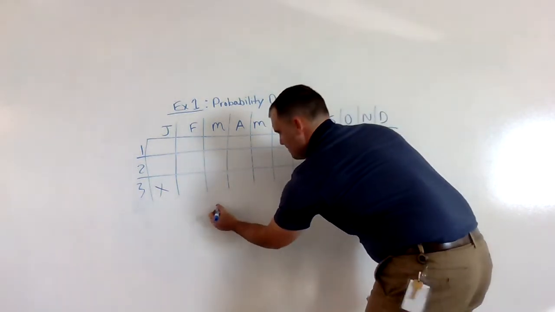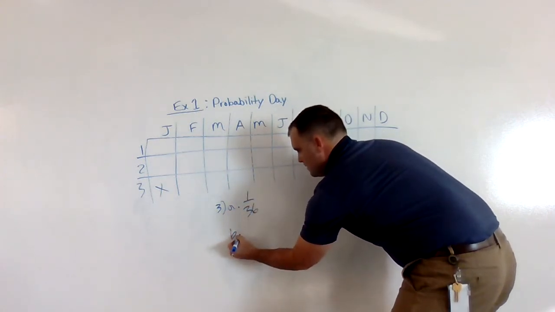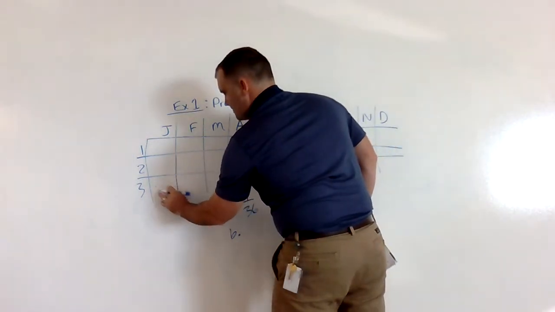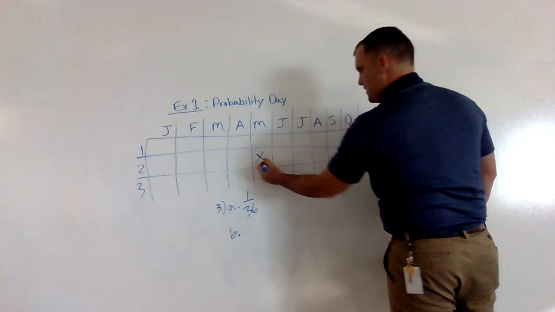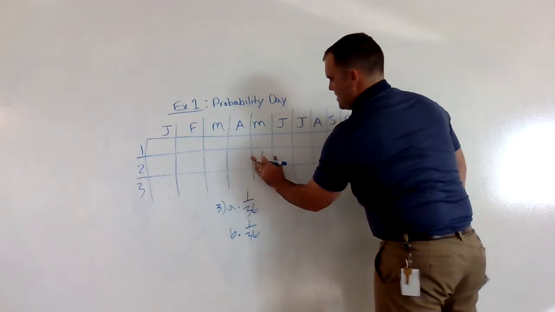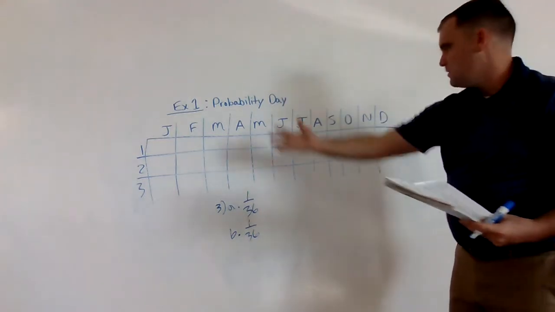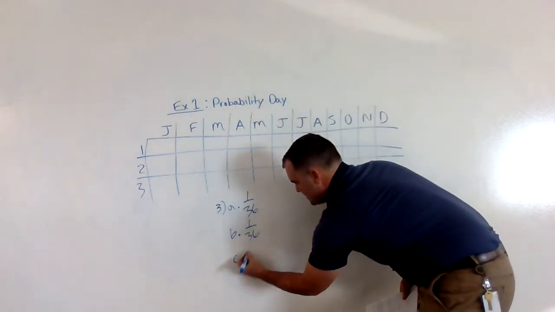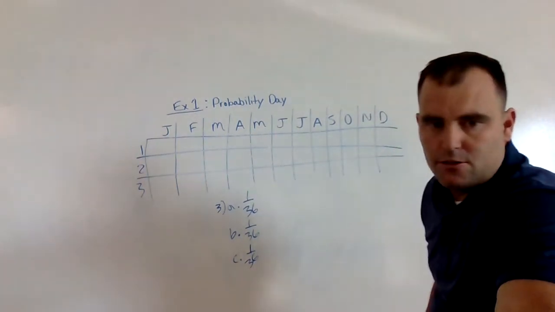So 3A would be 1/36, right? For B, May 2nd. So we're getting rid of this guy. What's the possibility of May 2nd? Well, January, February, March, April, May 2nd, that is 1 out of the 36. Part C asks, what is the possibility of any one of these specific days being chosen? Will all of these particular days all have a 1 in 36 chance of being chosen? So A, B, and C are all 1 in 36.